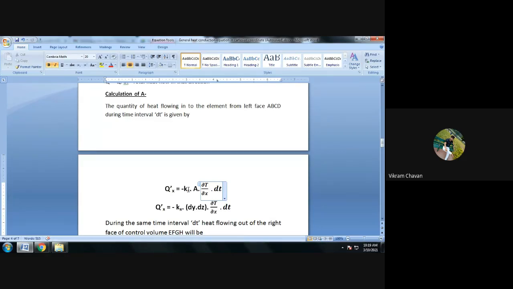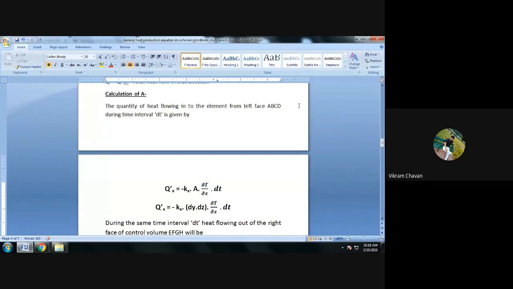So Q suffix x is only minus K suffix x multiplied by A multiplied by dT by dx. And if you want to find out the total heat transfer in that direction, then you have to multiply by dt, which is the total time interval for which we are going to interpret the energy balance equation.